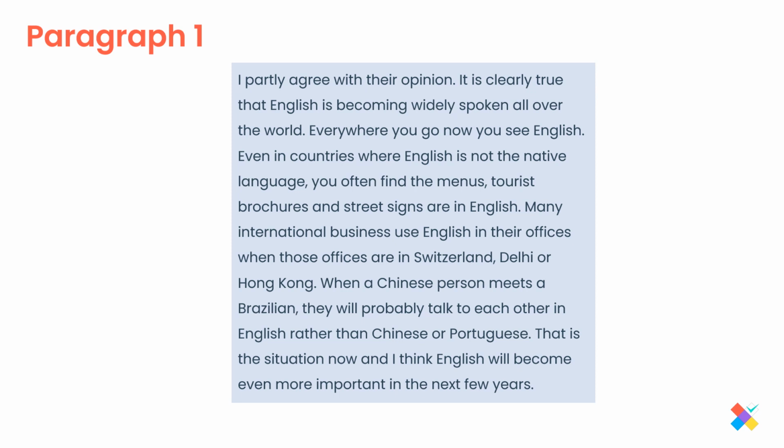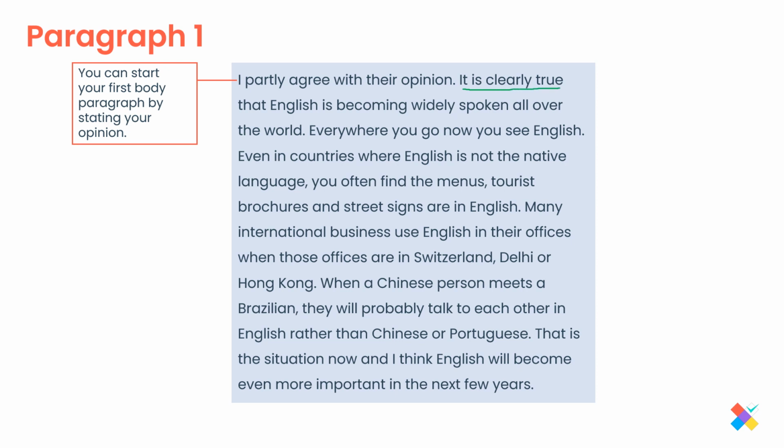It starts with, "I partly agree with their opinion." "Their" refers to people. And again, you state your opinion. And then if you look a little bit closer, the candidate continues: "It is clearly true that English is becoming widely spoken." And then the next sentences in the paragraph actually bring forth arguments. And you can have a look here.